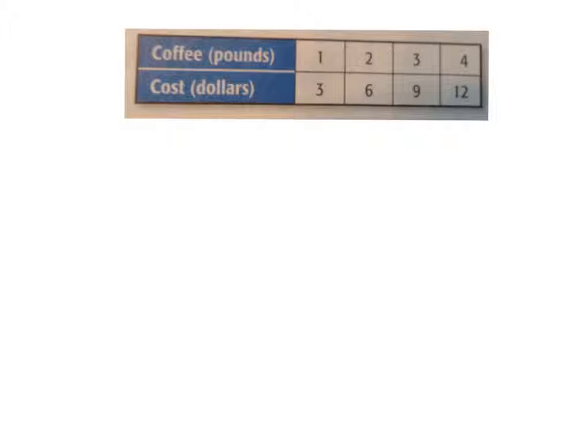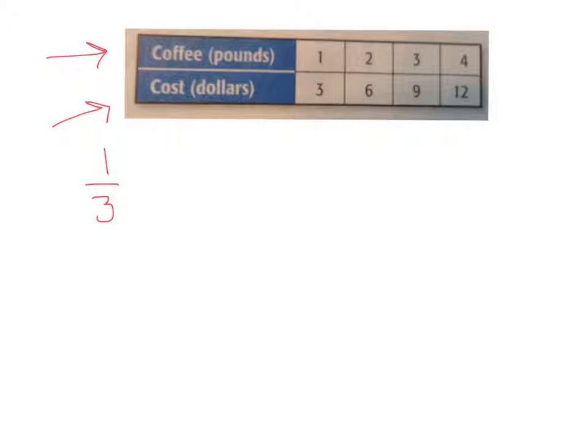Let's look at this example to determine whether the cost of coffee is proportionate to the number of pounds. So you see here that the coffee is at the top and the cost is at the bottom. So what we do is we write the rate of the coffee, what it costs for each pound, in the simplest form. So for the first example, it's 1/3.